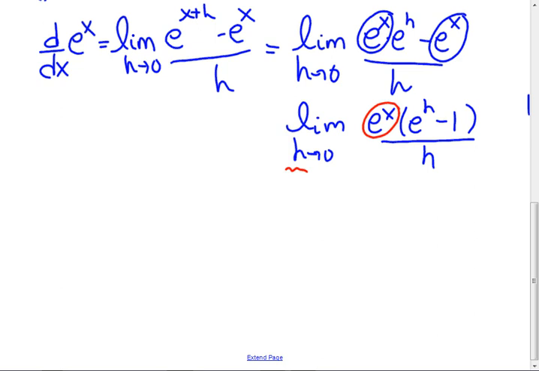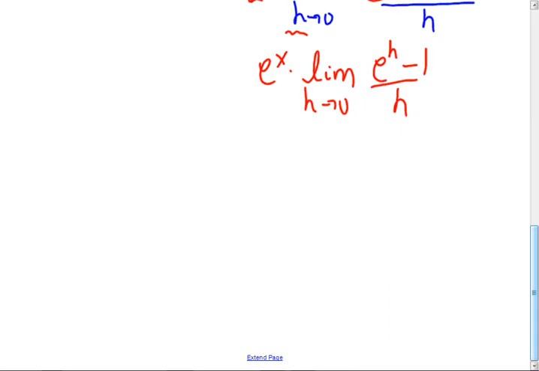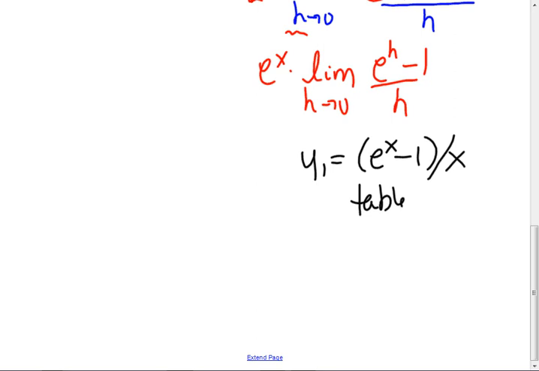You can have a function in there. You'll have to look at the variable that's in question, and it's the h. So it's e to the x times this limit, and you'll have to go to your graphing calculator to look at that. How would you put that on your graphing calculator? You would put in y1, I don't want to use h's, e to the x minus 1 divided by x, and I would do a table. And you'll see that this value is equal to 1.